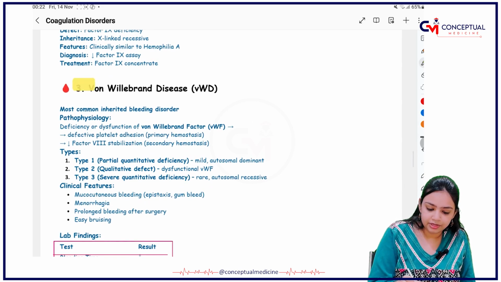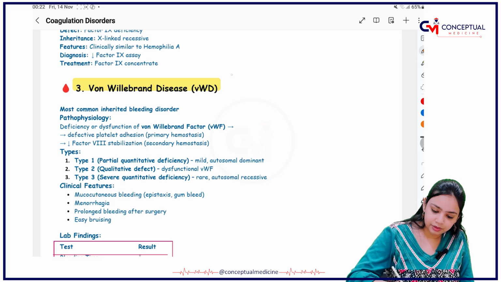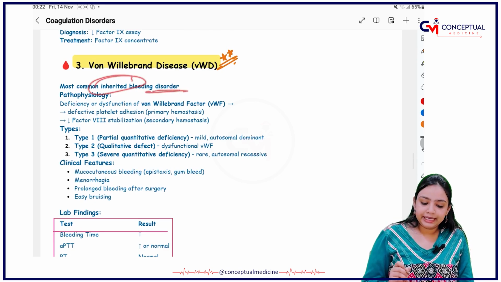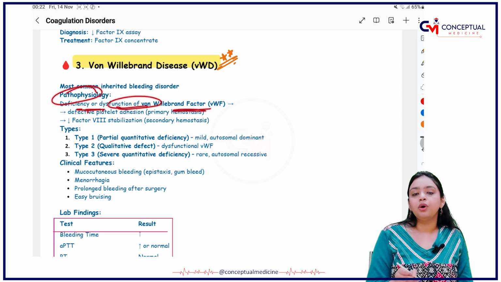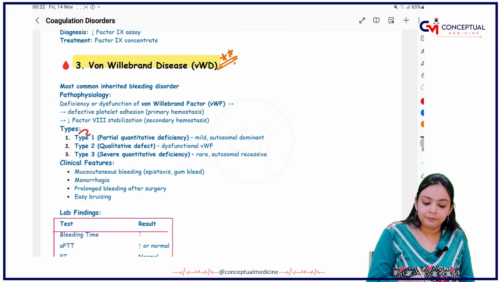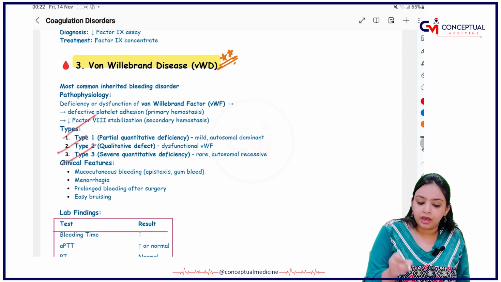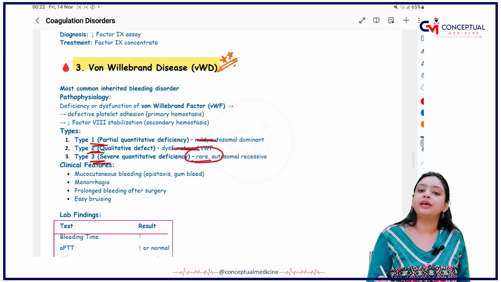Next thing that you have is von Willebrand disease. Okay, now mark this with me. It will be asked in your university exams. It is the most common inherited bleeding disorder. What is the pathophysiology? There is deficiency or dysfunction of von Willebrand factor. What are the types? You have 3 types: type 1, type 2 and type 3. Type 1 is mild, type 2 is dysfunctional, type 3 is rare and severe.